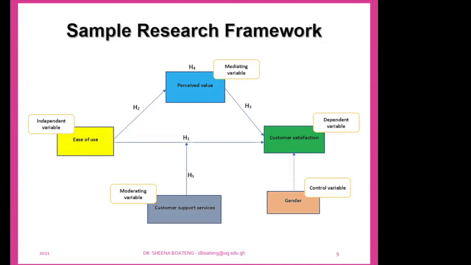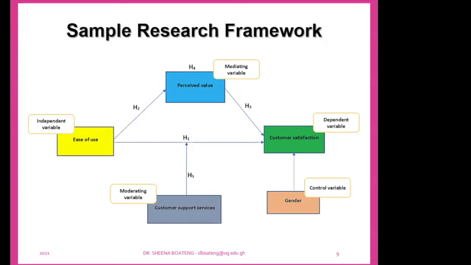Okay, Abdulhaq, try. Yes, ma'am. So graphically looking at it, it is clear that the gender, the control variable, is closer to the customer satisfaction than the ease of use, the independent variable. That's in terms of space. Okay. Look at the graphical presentation.